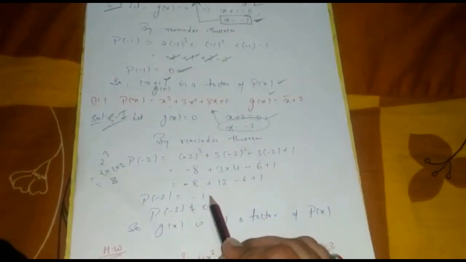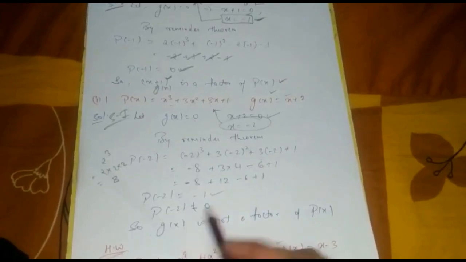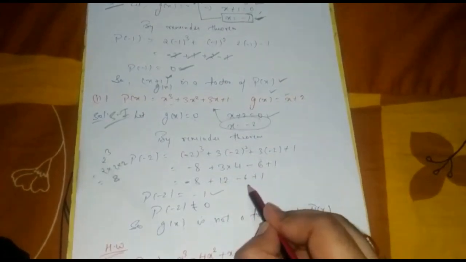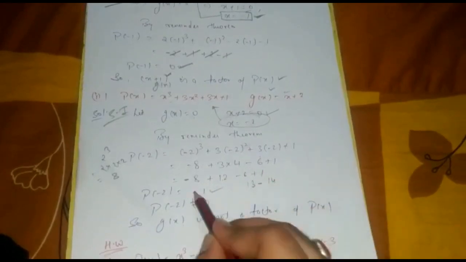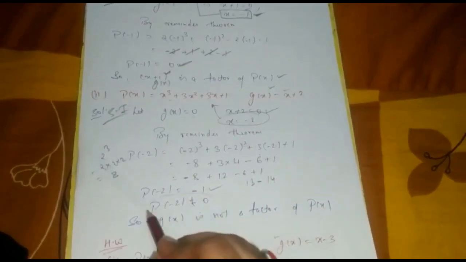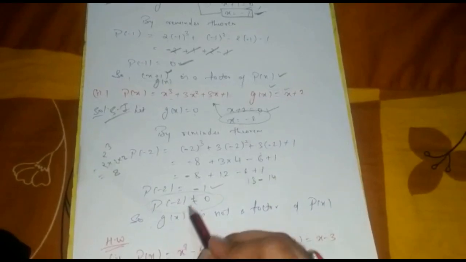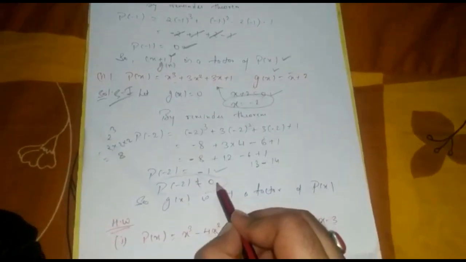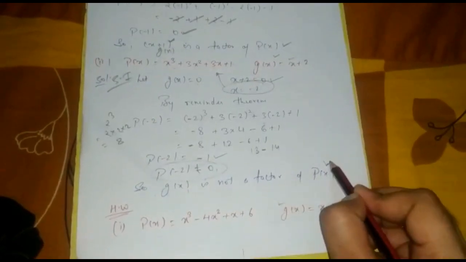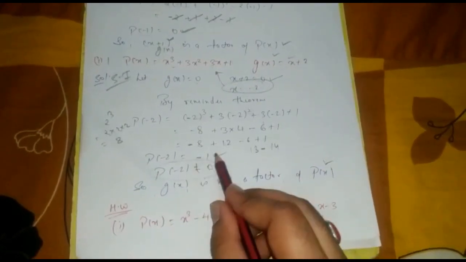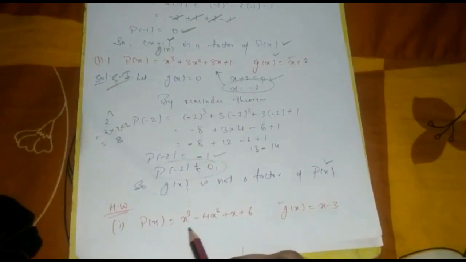So when we solve it, it will give what? Minus 1. 12 plus 1 is 13, minus 6 and 8 is 14. 13 minus 14 will be minus 1. So p of minus 2 is not equal to 0. That means we say that g of x is not a factor of p of x. If it is equal to 0, then we can say that yes, g of x is a factor of p of x.